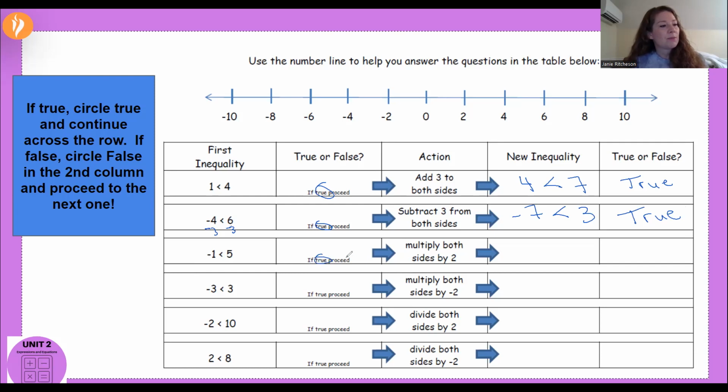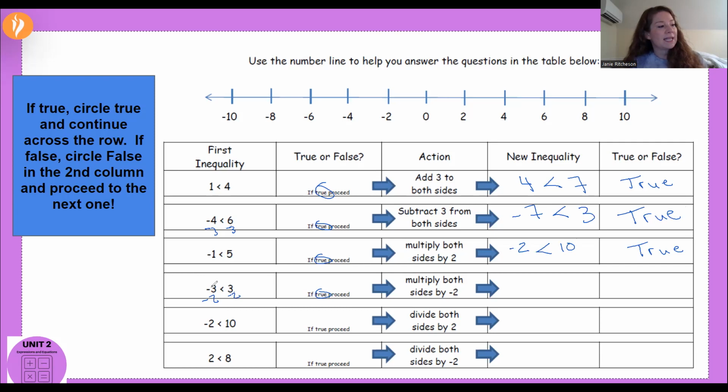That is true. Multiply both sides by 2. So -1 times 2 is -2. 5 times 2 is 10. Is this still true? It sure is. -3 is less than 3. That is true. Multiply both sides by -2.